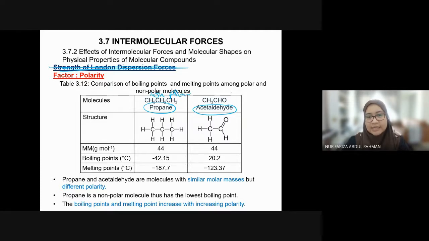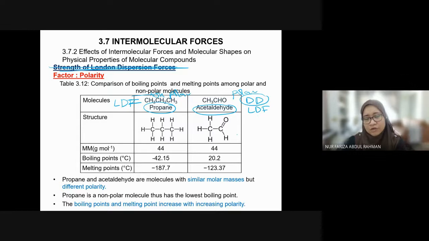Acetaldehyde, on the other hand, is a polar molecule. If we are comparing non-polar and polar molecules, they have different types of intermolecular forces. If it's non-polar, it only has London dispersion forces. If it's polar, then we have dipole forces and London dispersion forces. Then we have to check whether it has a hydrogen bond. Okay, so dipole forces are already stronger than London dispersion forces.